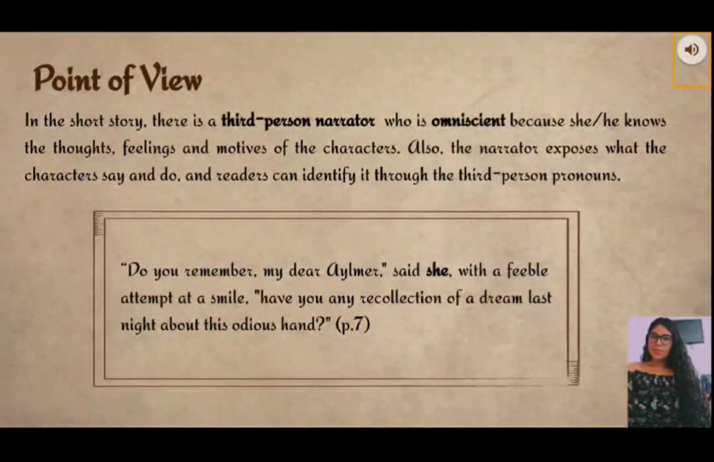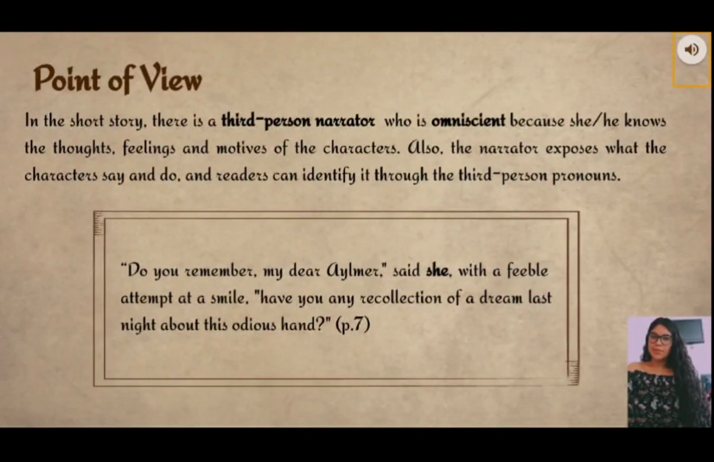Point of view. In the short story, there is a third person narrator who is omniscient because the storyteller knows the thoughts, feelings, and motives of Aylmer, Georgiana, and Aminadab. Also, the narrator exposes what the characters say and do, and readers can identify it through the third person pronouns, as the next quotation exemplifies.